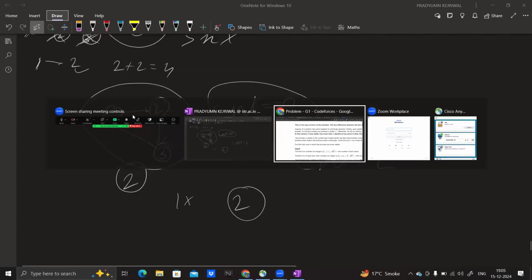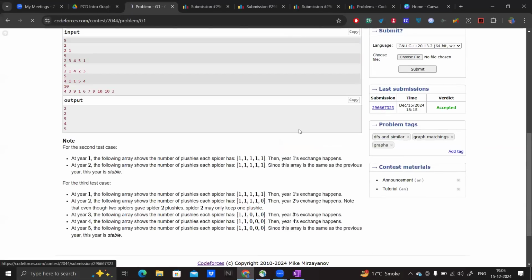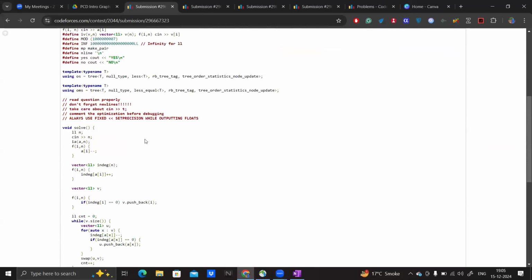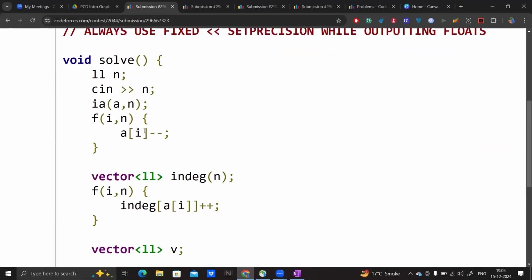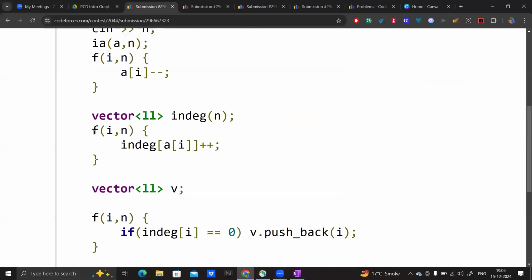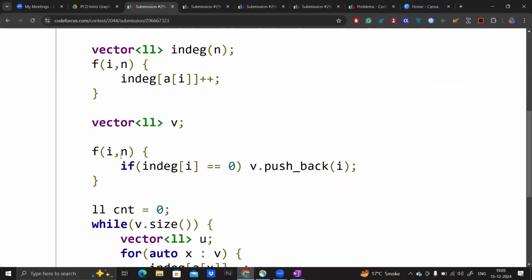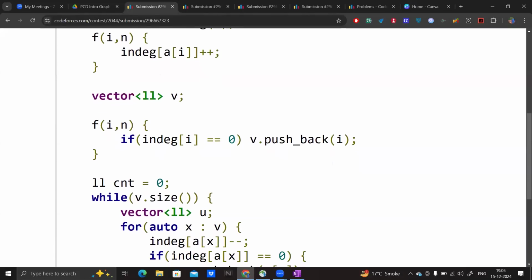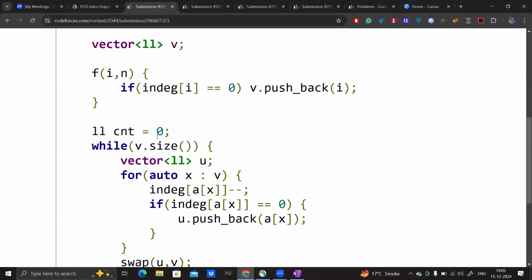Okay, so now I'll just show you the code. I take the input and make it 0-indexed, right? a[i]--. Then I just count the in-degree. I iterate over the array and in-degree of a[i]++. Now, if in-degree of some vertex is 0, then I push it into a vector v and count is equal to 0. While v.size(), like if there are some vertices in v, that means they have in-degree 0. So I will delete them.